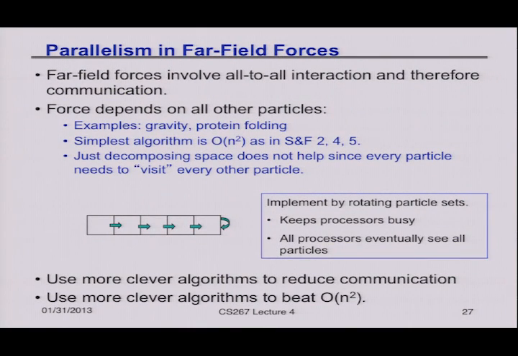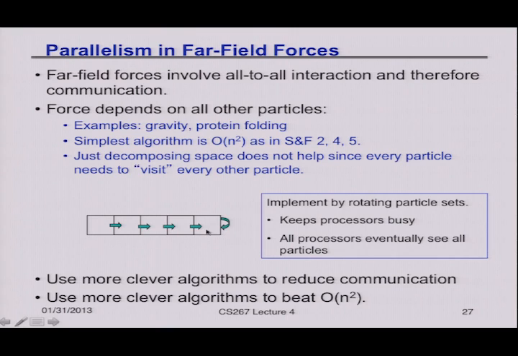Okay, finally we get to the hardest case and the most interesting case, which is far field forces, where in principle everybody depends on everybody. So gravity and the electrostatics and protein folding and so forth. And the simplest algorithm is n squared, right? Every particle has to be combined with the data from another one to say what's the force on particle i from particle j. And so the simplest algorithm you could imagine is the following one.